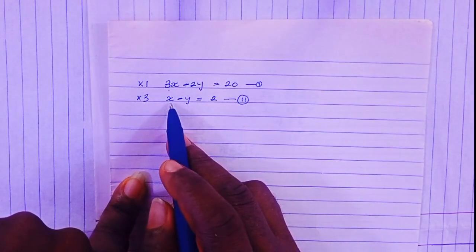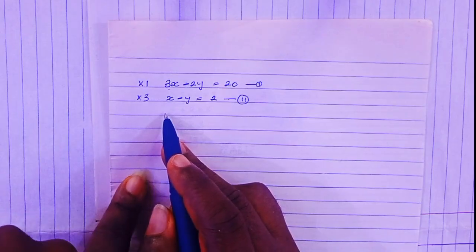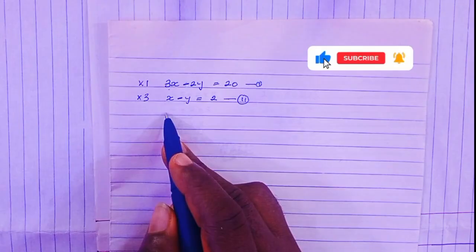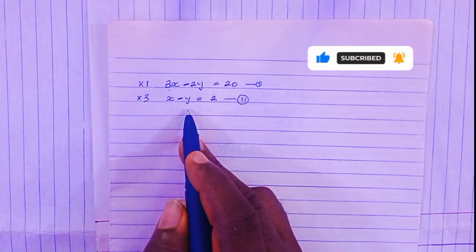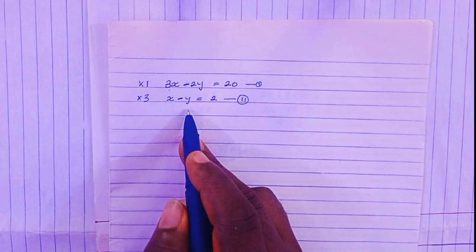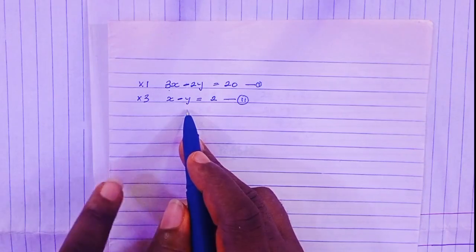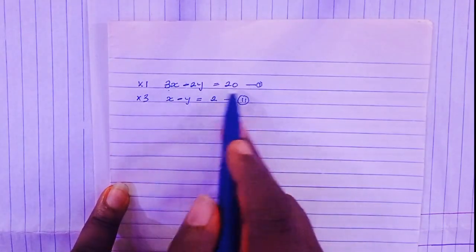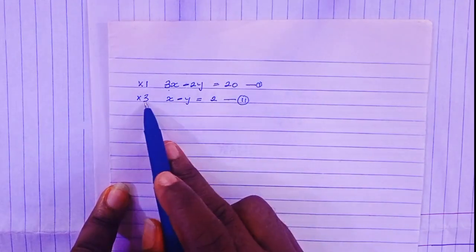Once we do this, we will be able to eliminate x by either adding or subtracting, right? Now, likewise for y, if you want to eliminate y, multiply equation 1 by the coefficient of y in equation 2, and also multiply equation 2 by the coefficient of y in equation 1. Alright, so let's multiply equation 1 by 1 and multiply equation 2 by 3.